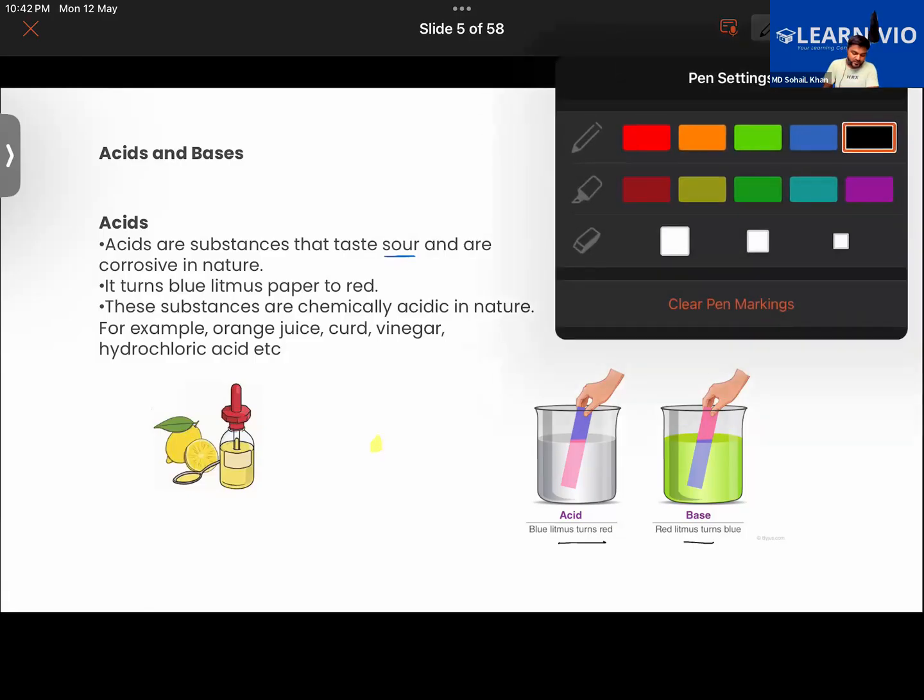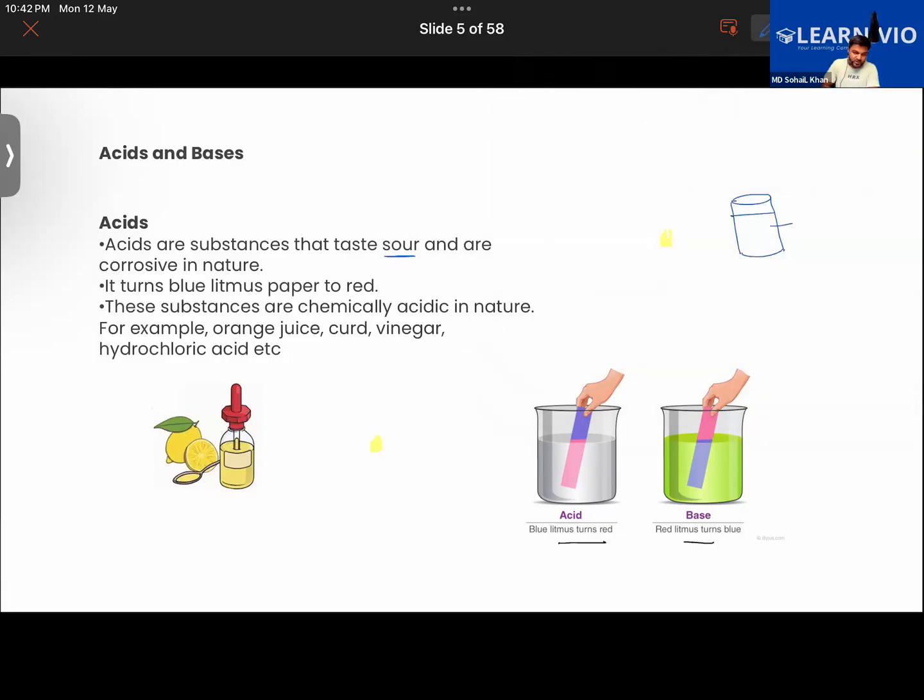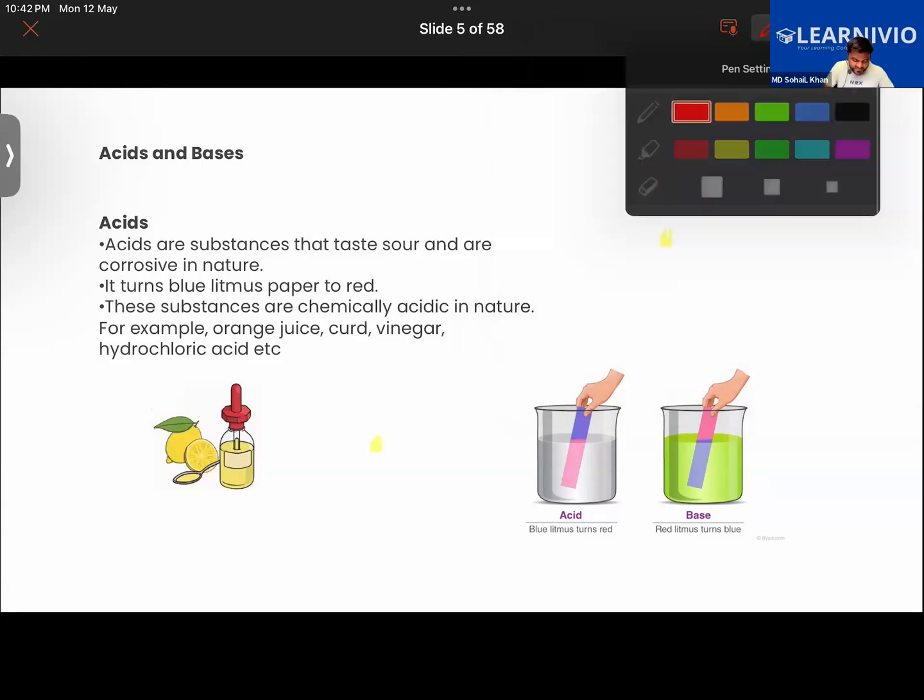So suppose this is an unknown liquid and I add a small amount of turmeric powder to it. Turmeric is usually yellowish in color. After addition, if the color changes to red, this means that the given substance was basic in nature. So we'll be learning about all those things. As of now, let's learn about the acids.